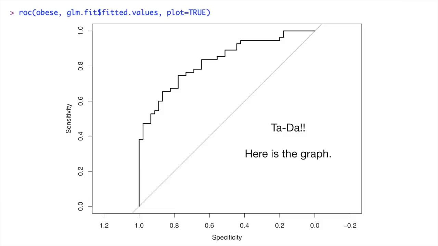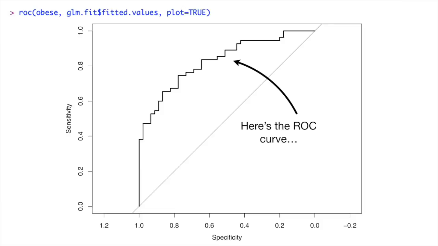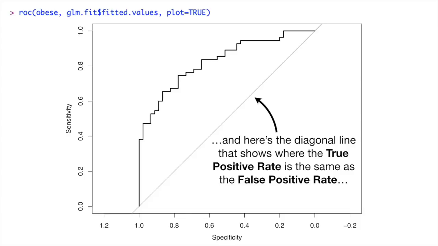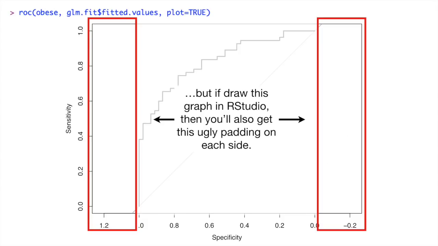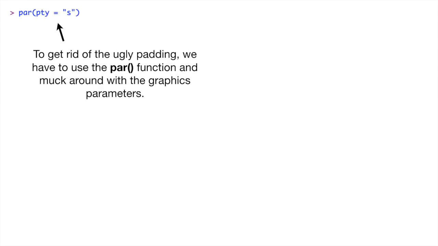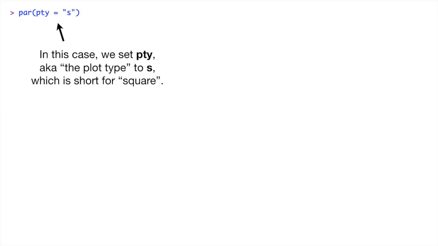Ta-da! Here's the graph. Here's the ROC curve. And here's the diagonal line that shows where the true positive rate is the same as the false positive rate. But if you draw this graph in RStudio, then you'll also get this ugly padding on each side. To get rid of the ugly padding, we have to use the par function and muck around with the graphics parameters. In this case, we set pty, aka the plot type, to "s", which is short for square.